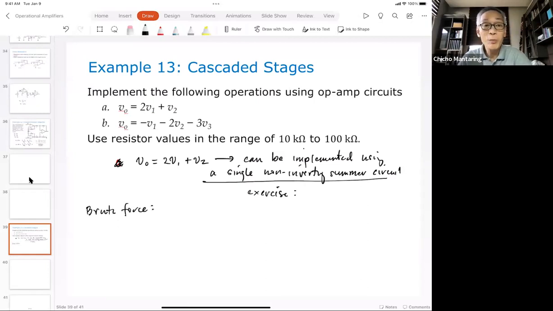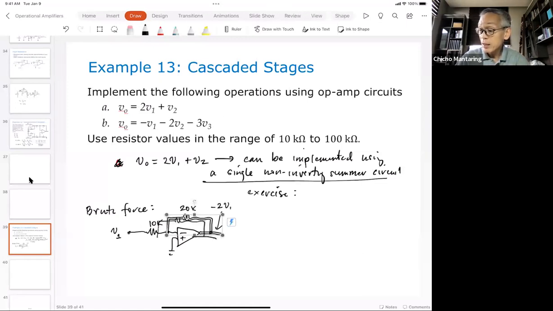Let's say you don't want to compute R1, R2, R3, R4. How do we do this by brute force? No? I'll give you an example. Okay. Let's say I have V1. I want to implement first negative 2 V1. So if this is V1, I can have an inverting amplifier. Okay, let's say this is 20K. This is 10K. So what will this voltage be? This will be minus 2 V1.